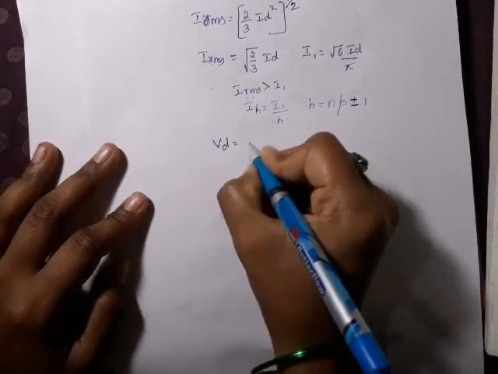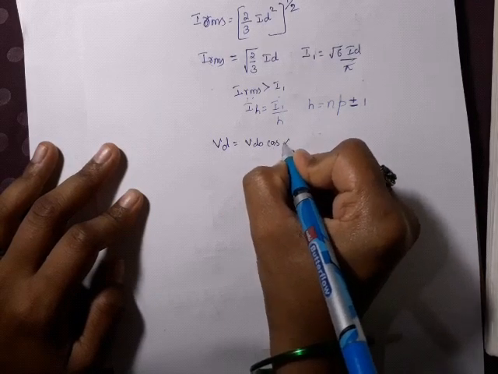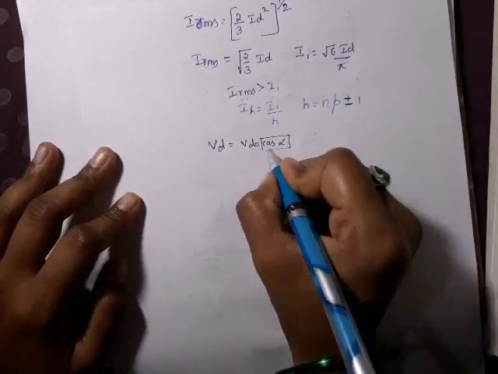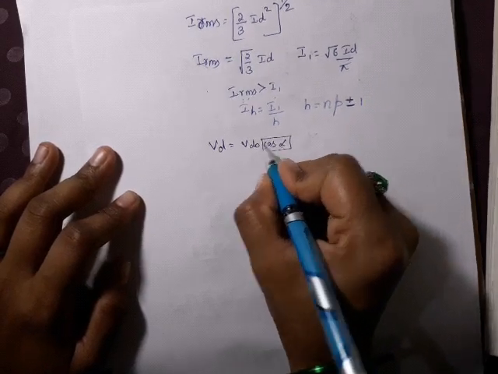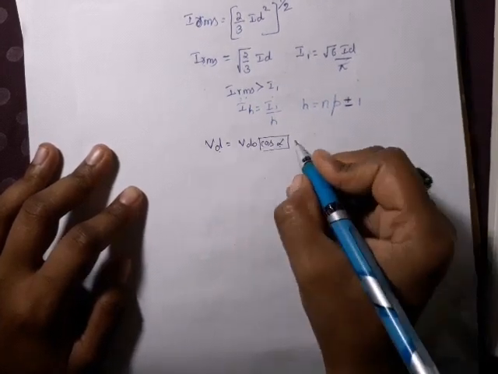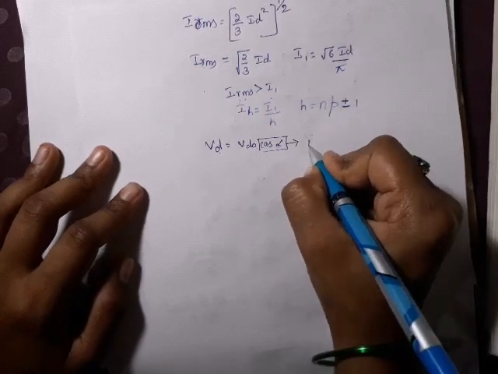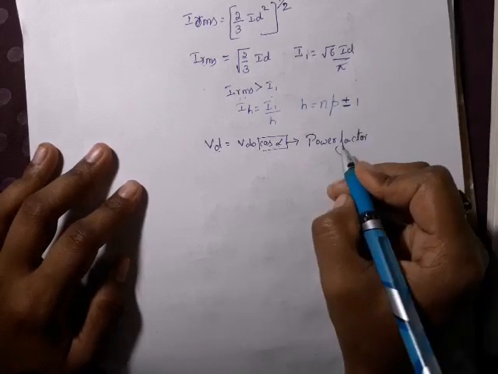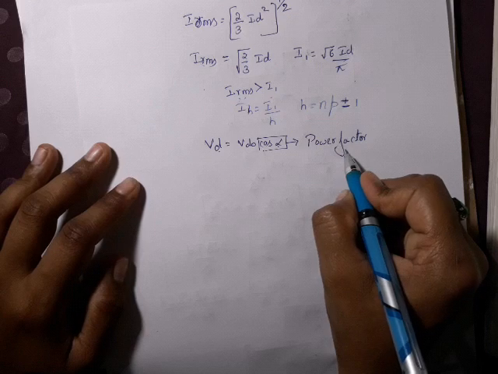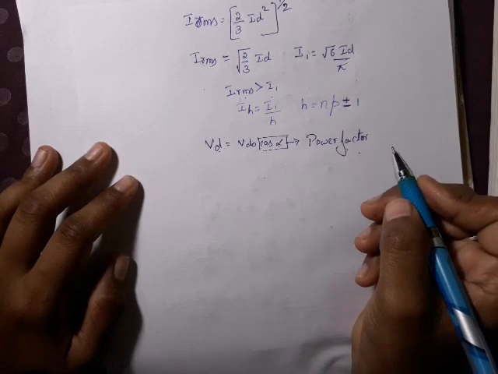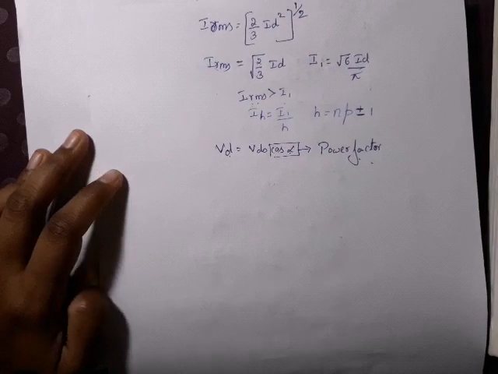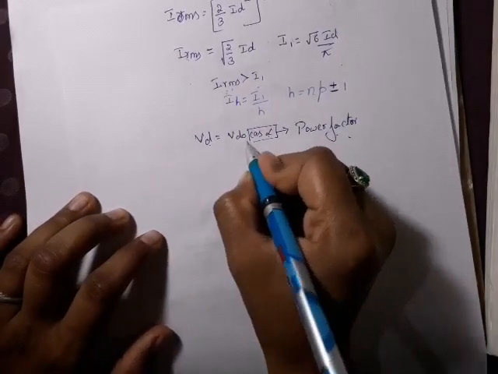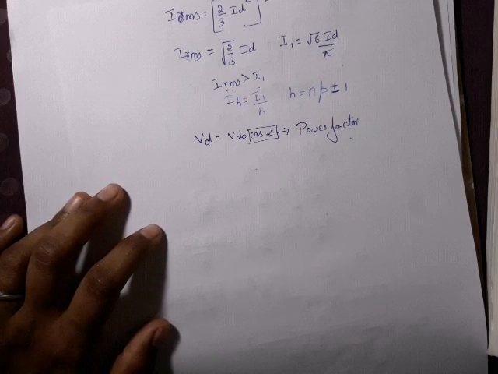I told you that our output voltage VD is given by VDO cos alpha, right? So cos alpha is an important thing. If the alpha value increases, VD also increases. Not only that, this alpha has a direct effect on the power factor of the circuit. We can maintain power factor 1. If it is less than 1, obviously the circuit will become inefficient.